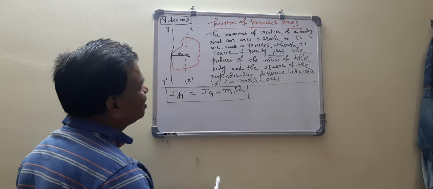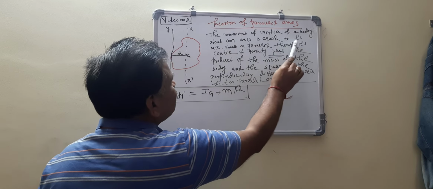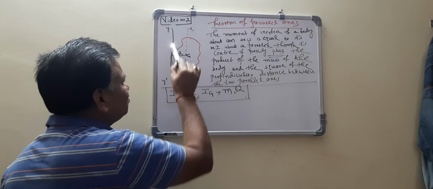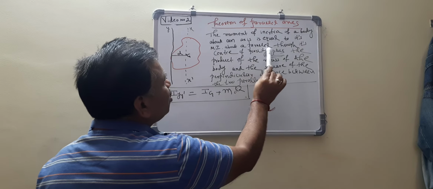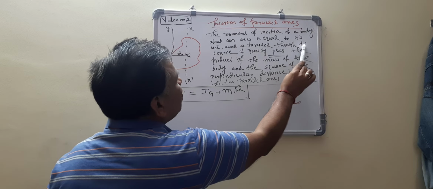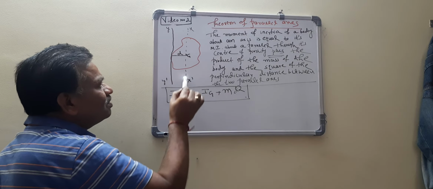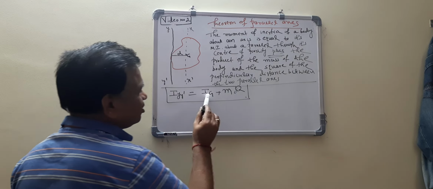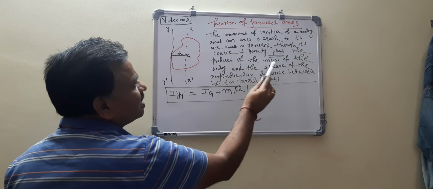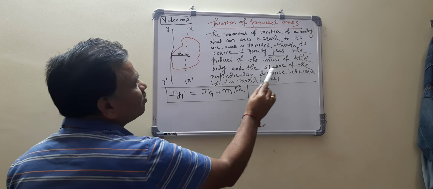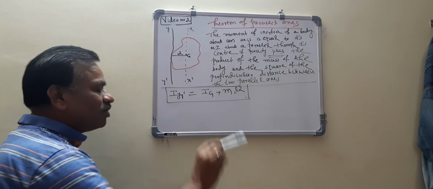Read the sentence: the moment of inertia of a body about an axis is equal to its moment of inertia about a parallel axis through its center of gravity, plus the product of the mass of the body and the square of the perpendicular distance. The perpendicular distance is D.